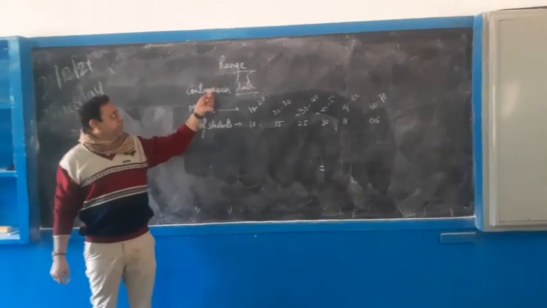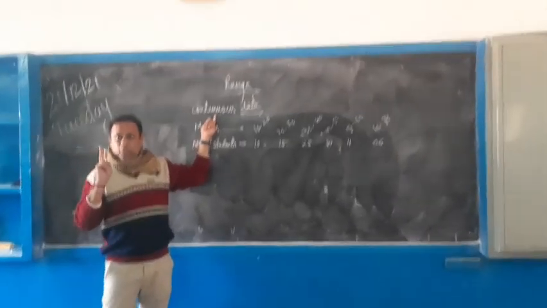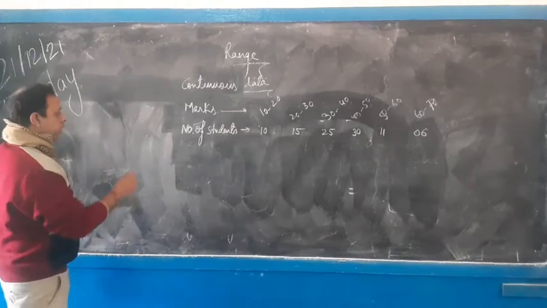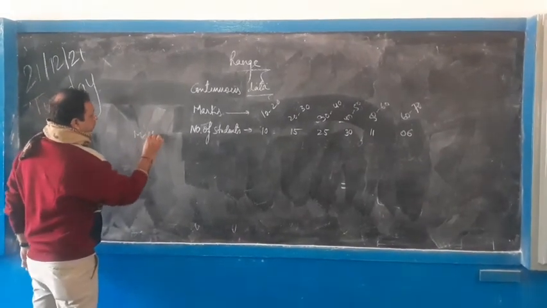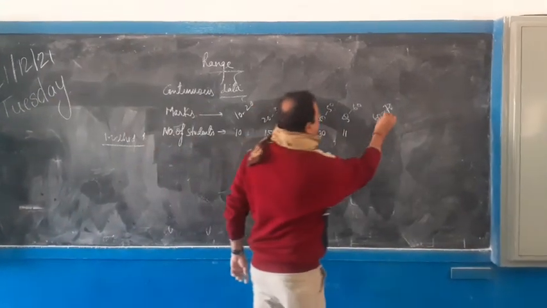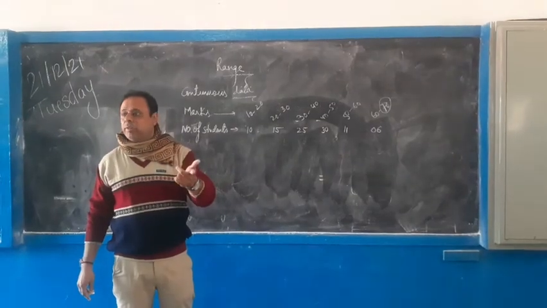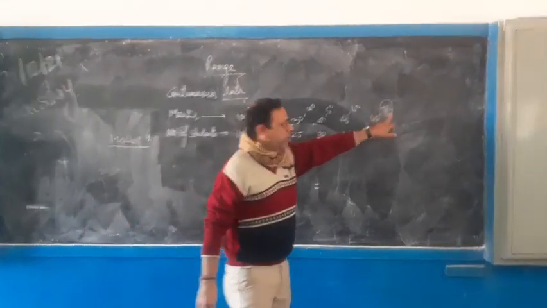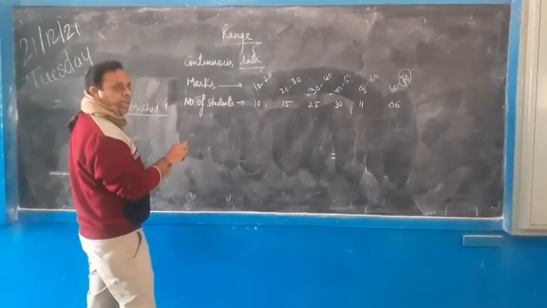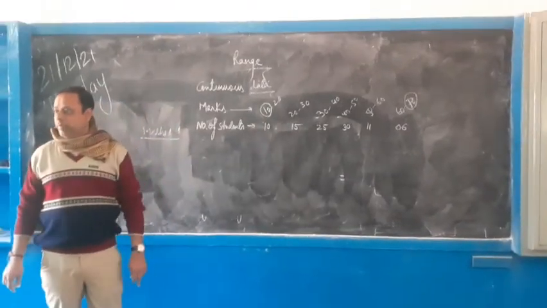Now we will find the range by continuous method. In continuous method, there are 2 types of methods by which we solve this question. In method 1, we will take the maximum value, the highest upper limit of the highest class interval. So the upper limit of the highest class interval is 70. And the lowest value we will take is the lower limit of the lowest class interval.